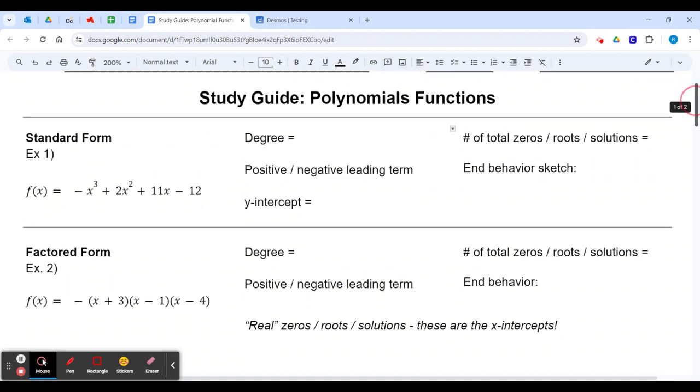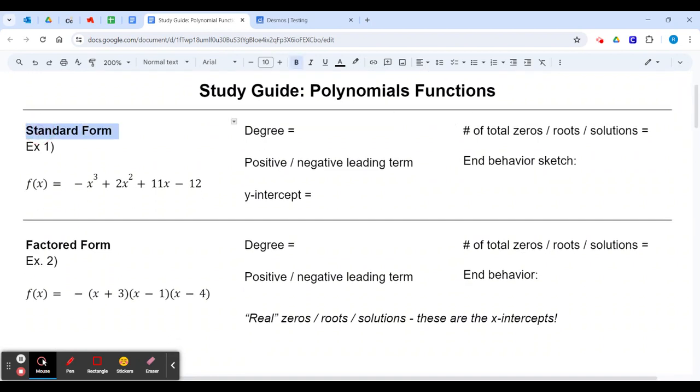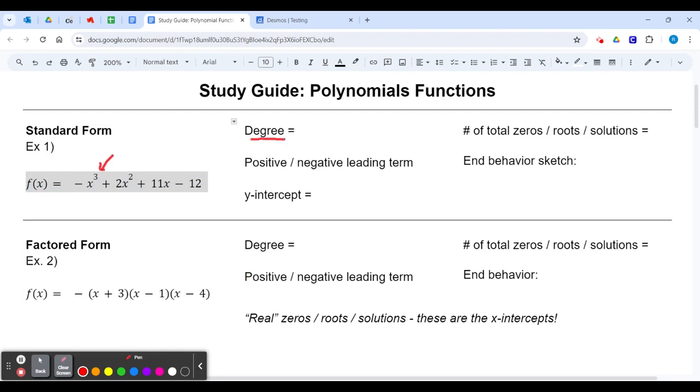So the first thing we want to point out is working with polynomials in standard form. That is when our polynomial is completely multiplied out, and it's slightly different than factored form, where we have our factors multiplied together. So what can we figure out from a standard form polynomial? Well, one of the things we can find out is the degree. That is just the largest exponent in the problem, the exponent of that leading term. In this case, the degree is 3. And we can also find out that we have a negative leading term because we have that negative sign out in front of our leading term there.